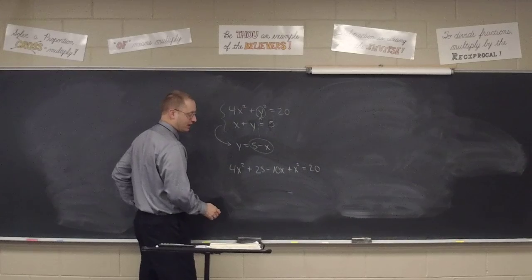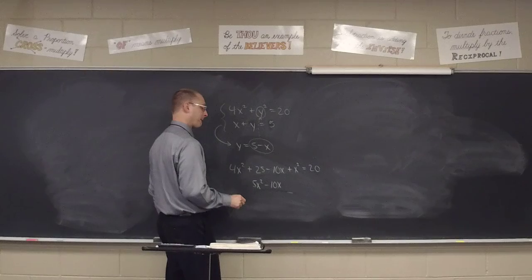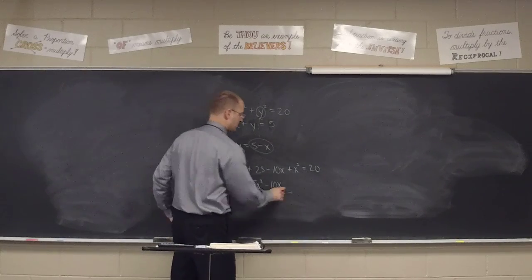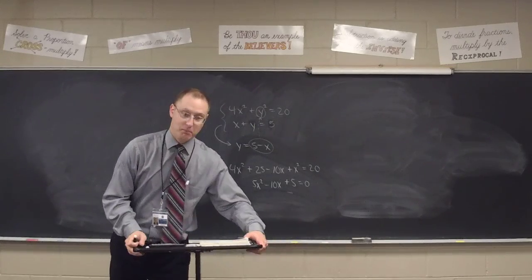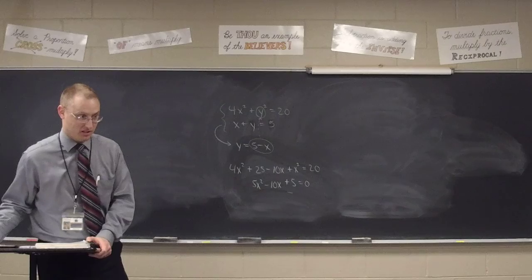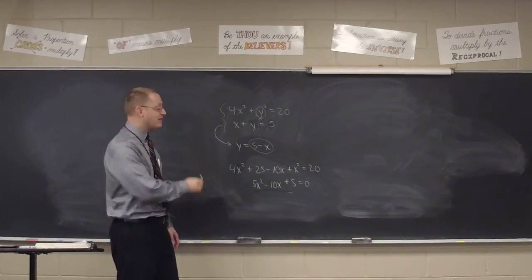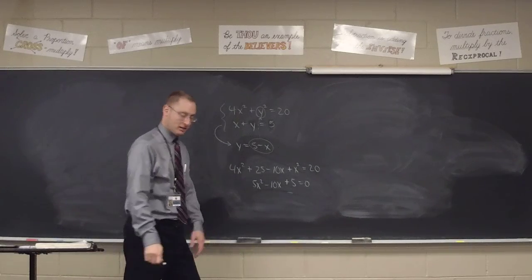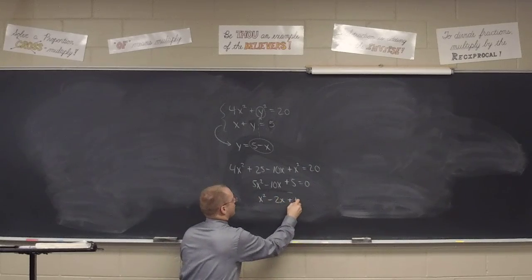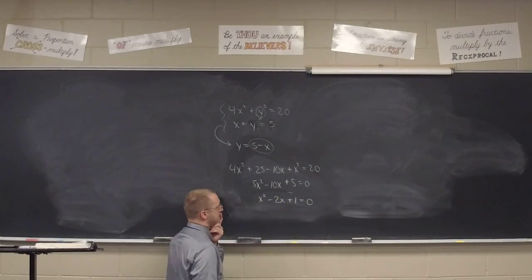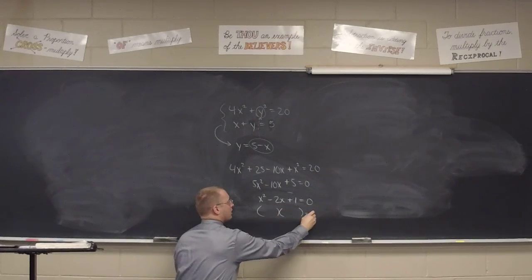Once again, let's combine like terms. 5x squared minus 10x plus 5 equal to 0. Now, if we wanted to complete the square, we would have to factor out a 5. And this time you can. We can, in fact, knock a 5 out of everything. x squared minus 2x plus 1. Wait a second. I don't need to complete the square. I'm going to factor the other way.